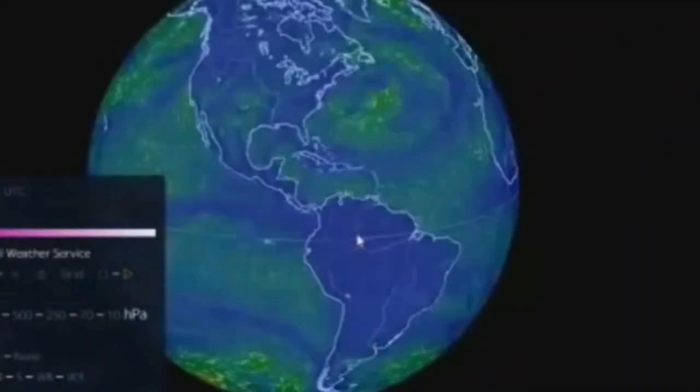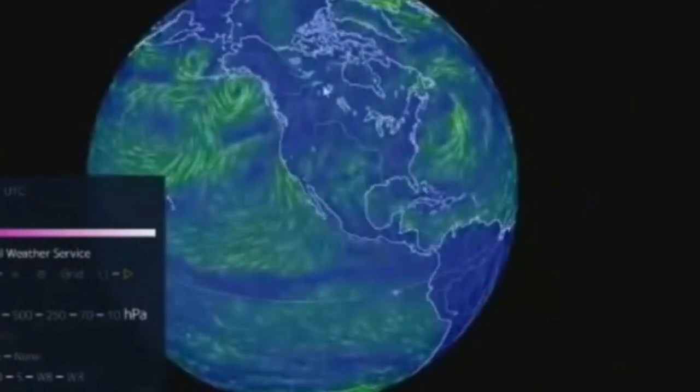Hurricanes and other cyclonic storms also do not follow the alleged Coriolis effect, with global wind patterns appearing to blow haphazardly around the globe.